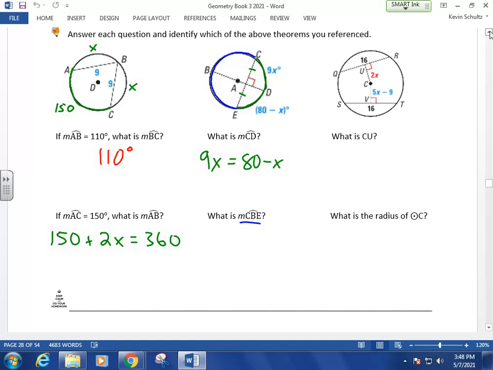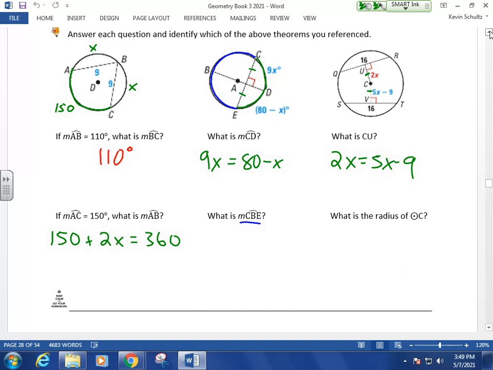Last one here. What is CU? Well, let's take a look at what we have. We're given two chords in a circle, QR and ST. Both of them are 16, which means that since they are congruent, these pieces here must be congruent as well, because in order for those chords to be congruent, they have to be equidistant from the center of the circle. So 2x and 5x minus 9 are equal. There's a relationship you can use to help you solve for CU.